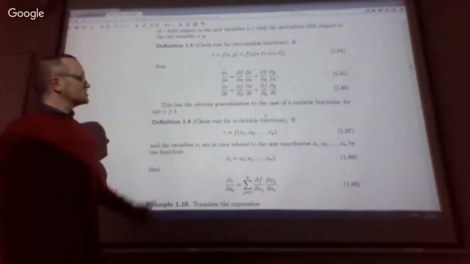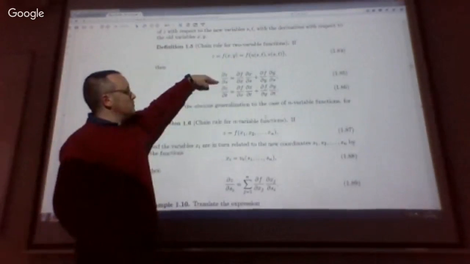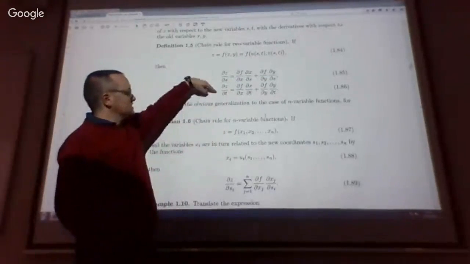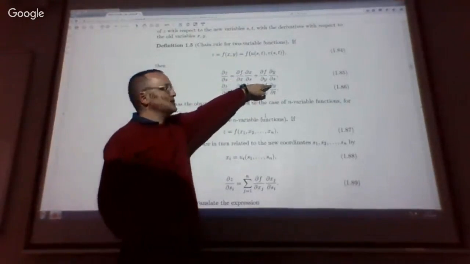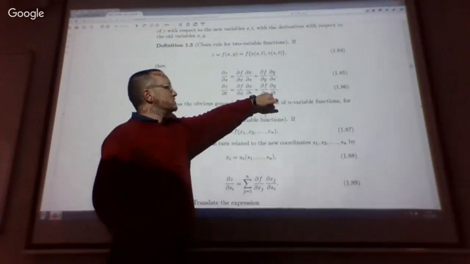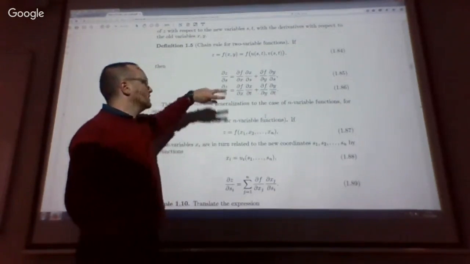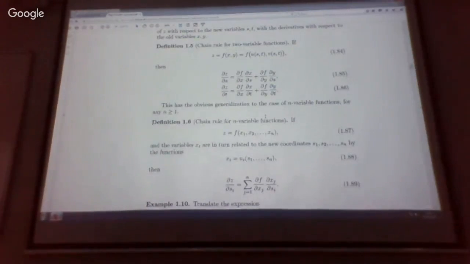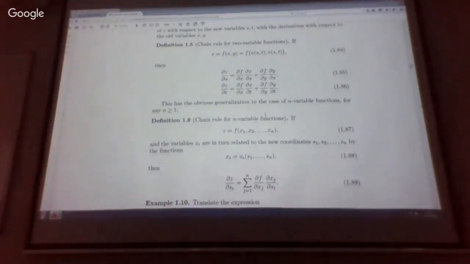Okay? Just as in the two variable case, for s you've got dx ds, dy ds. For t, you've got dx dt, dy dt. You've got the derivatives of each of the old variables in terms of this one particular new variable, which is indexing the equation.